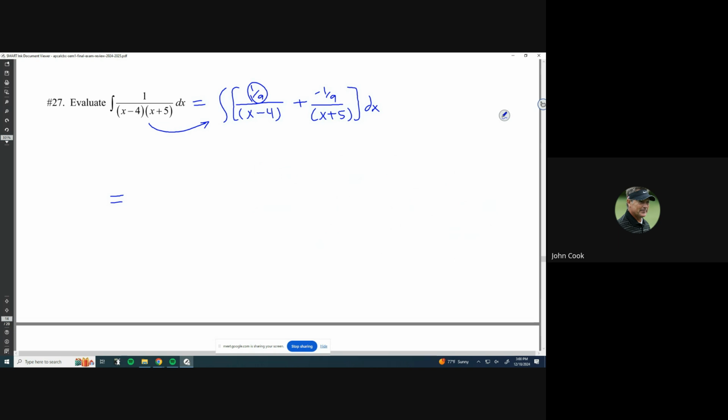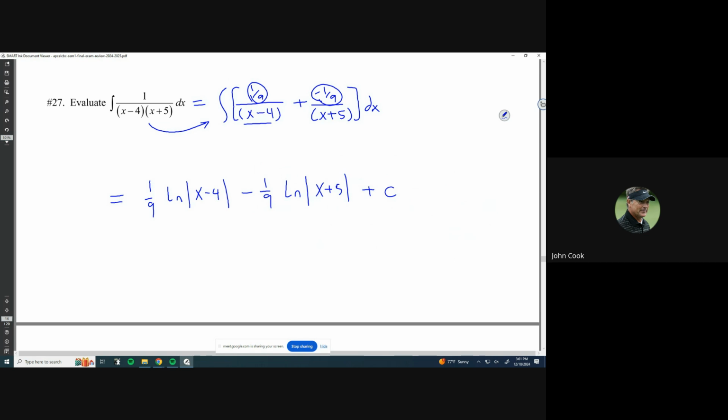The 1/9 is just a multiple, so that goes out front. And then the antiderivative of 1 over x minus 4 is just going to be the natural log of the absolute value of x minus 4, times 1 over the derivative of x minus 4, which is just 1, so we're not going to add that part on. And then minus 1/9 times the natural log of the absolute value of x plus 5. We multiply by 1 over the derivative if it's a linear function, which would just be 1 anyways. And then plus c.